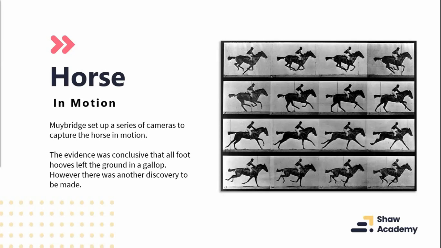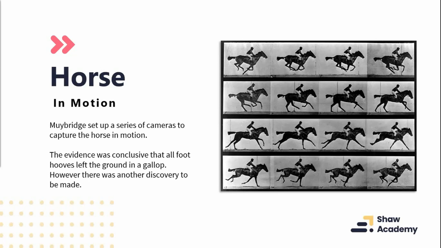Basically he had a rich man's problem where he had the question as to when a horse was galloping, did all four of its hooves come off the ground? And horses just simply moved too fast for anybody to be able to prove it. So Edward Muybridge stepped in, set up a series of cameras to capture the horse in motion. They were triggered as the horse and the horse rider went by, and captured all of these images, and of course conclusively, as we can see here, in the second, third and fourth frames, all four hooves came off the ground when a horse was in gallop.